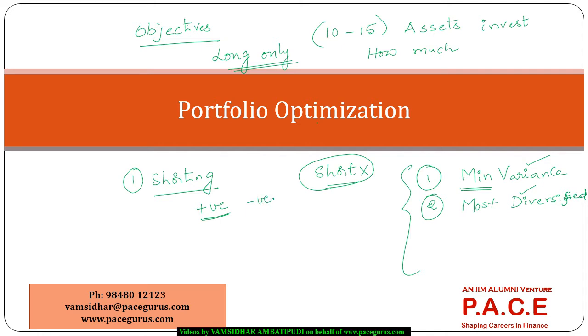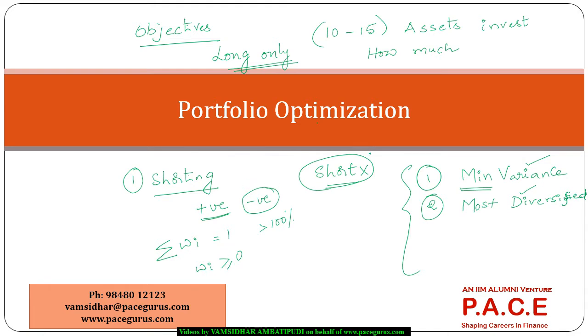So when shorting is there, then there is a possibility that the weights could be negative and some weights could be more than 100% as well. Whereas because here we have completely long positions only, the sum of all the weights will be equal to 1 and each of the weights individually will be a positive number only.